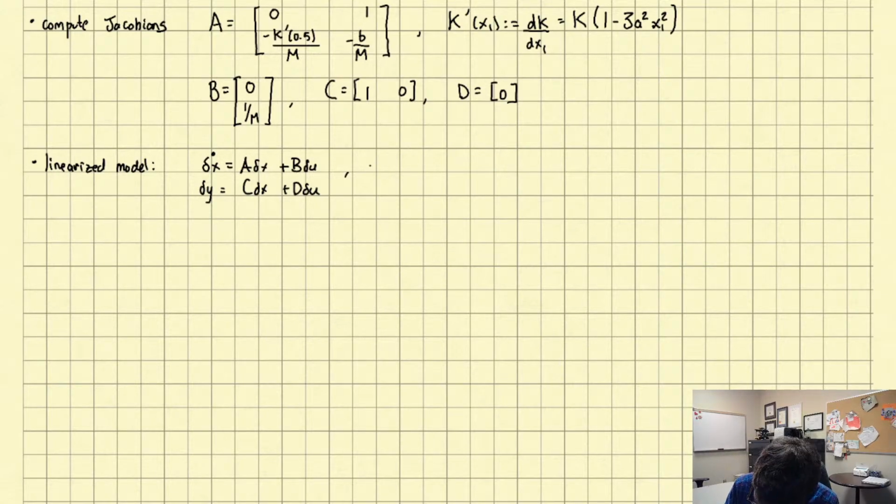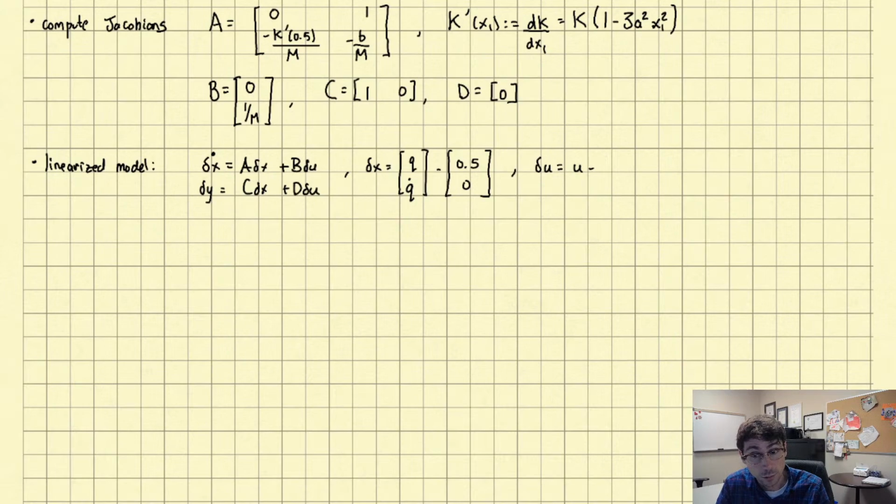And so, as always, delta x is measuring how far we are from being at that location. Delta u is u minus the equilibrium control. Remember, the equilibrium control had to balance out the force of that spring. So K times 0.5. And delta y is just y minus the output at the equilibrium.